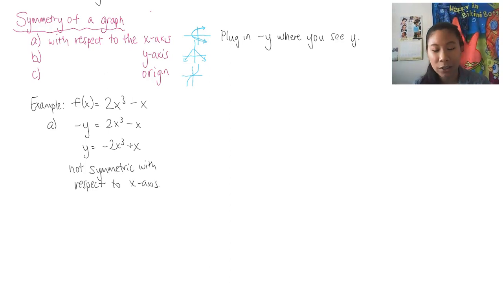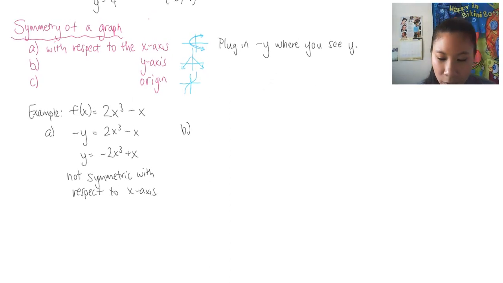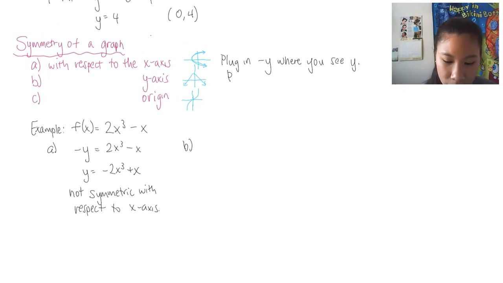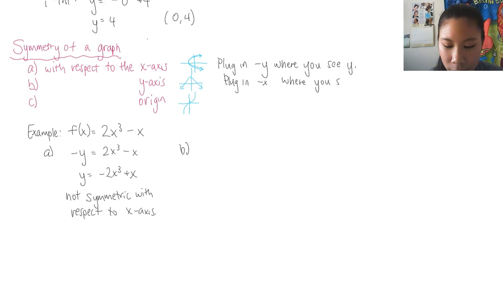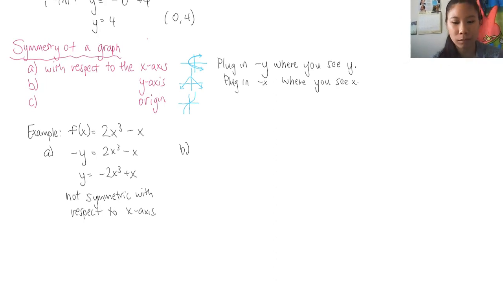Okay, so now let's test for symmetry around the y-axis. In order to do that, we're going to plug in negative x where you see a regular x. So if my equation was f of x equals 2x cubed minus x, then anywhere I see an x in the equation, I'll substitute in negative x, and I'll substitute the y for the f of x again. It'll be 2 times negative x cubed instead, minus a negative x.